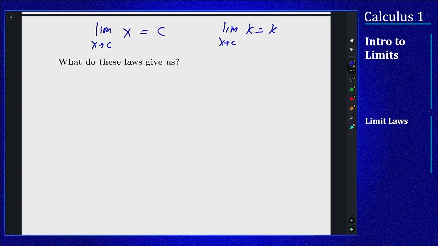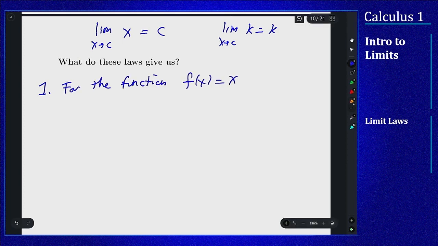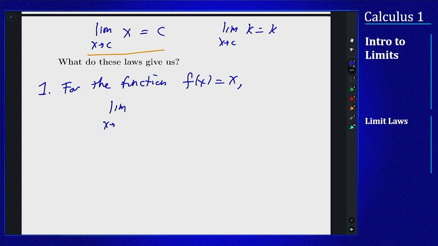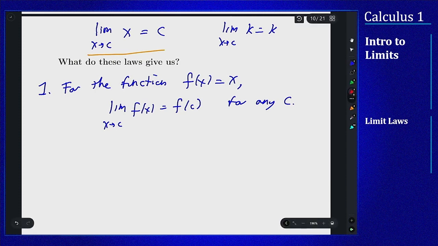Well, these statements here tell us that, in particular, for the function f of x equals x, the same function as we have written right up here, the limit as x goes to c of f of x equals f of c for any c. F of c is just c, and so this is the exact same statement as above. And the same is true for any constant function, because the constant function at c is also just k, and so that holds here as well.